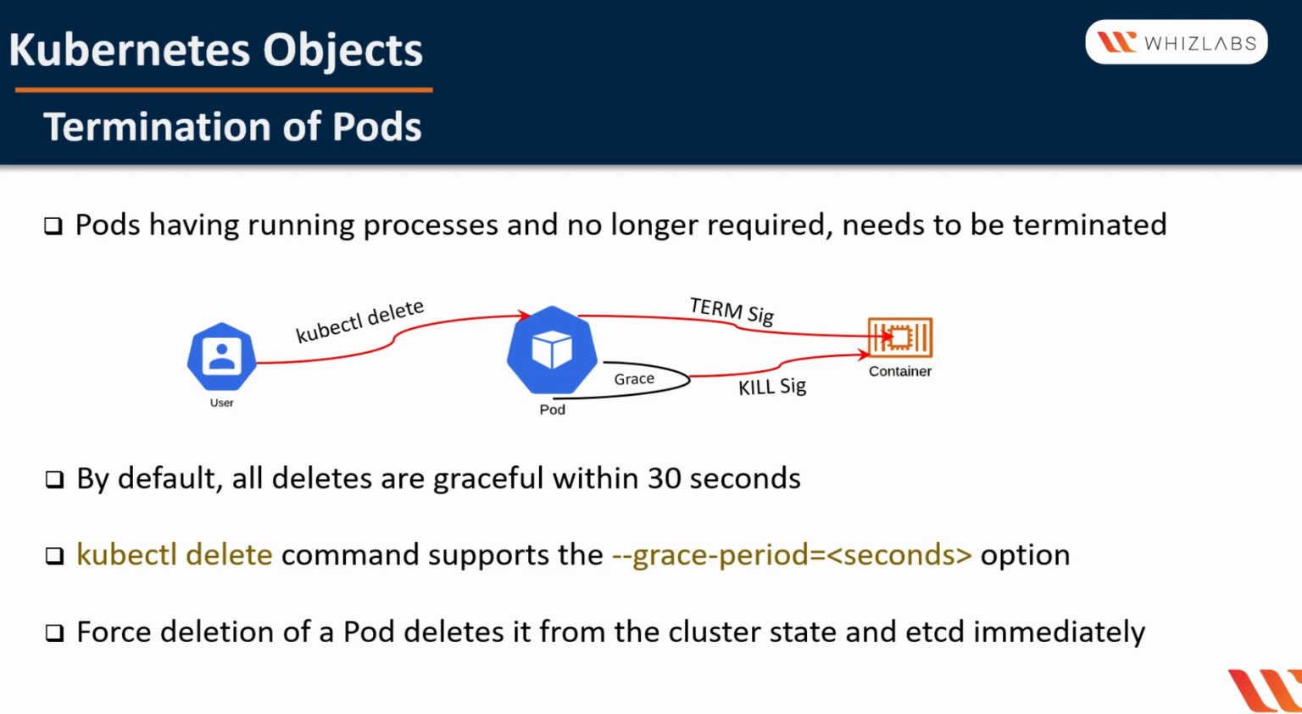Forceful deletion of a pod immediately deletes the pod from the cluster state and the etcd. The API server does not wait for confirmation from the kubelet that the pod has been terminated on the node it was running on. It removes the pod in the API immediately, so a new pod can be created with the same name. The actual pod is still given a small grace period before being forcefully killed.